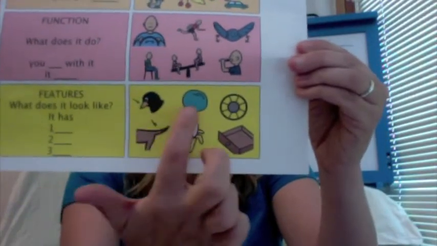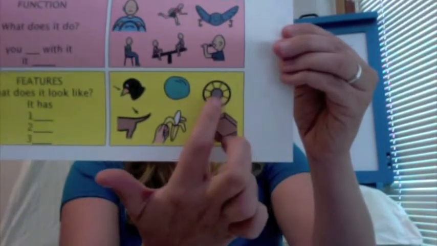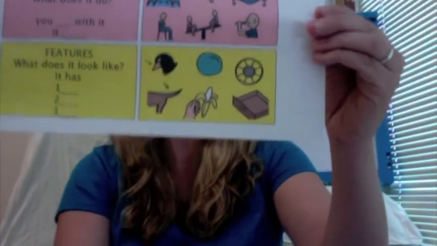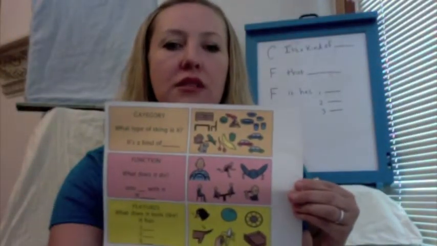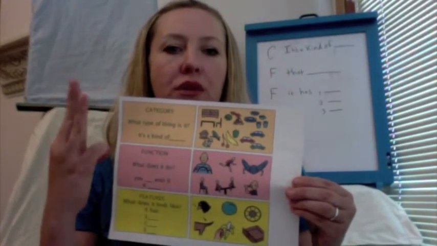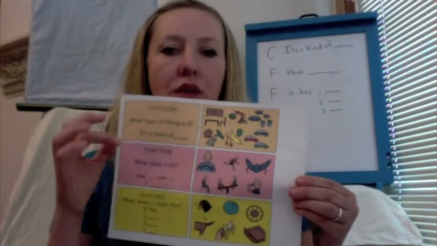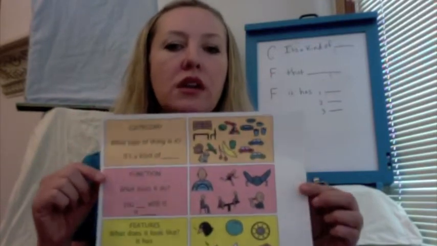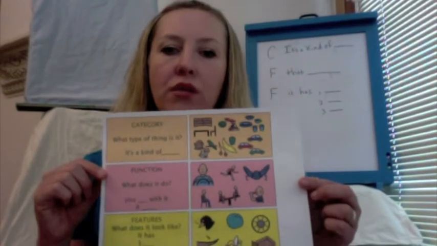Does it have a beak? Is it round? Does it have wheels? Does it have drawers? Does it have a peel? Does it have a tail? When we define words, it's important to talk about all these pieces. You want to talk about 3 areas when you define a word. Doing this activity will build your vocabulary and help you clearly describe what you're thinking about.